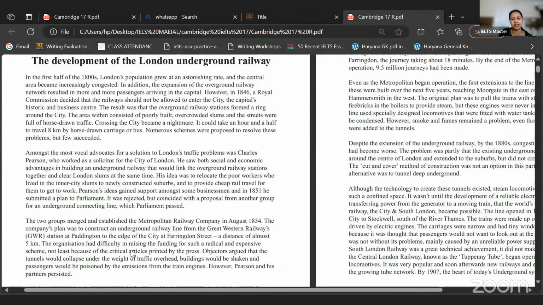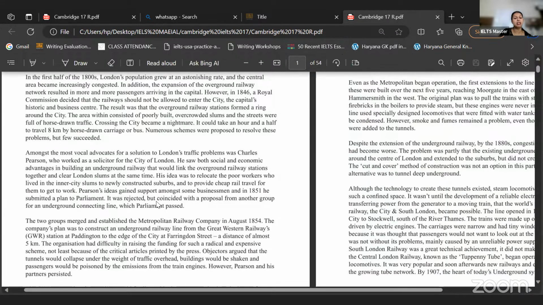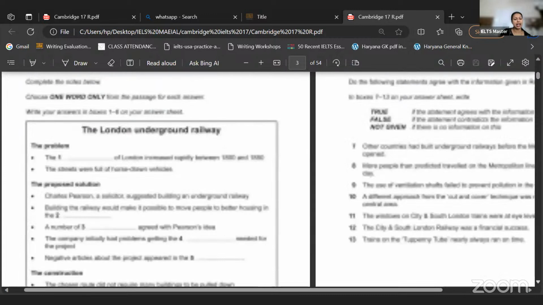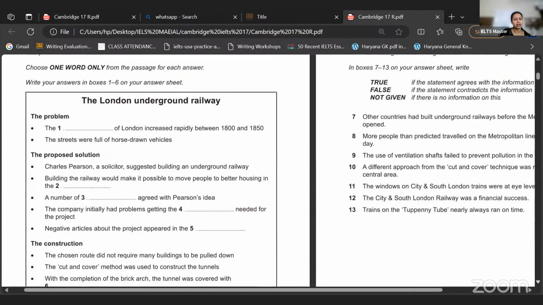The organization had difficulty in raising the funding for such a radical and expensive scheme. Difficulty means problem in raising the funding. And they have written, the company initially had problems getting the dash, so getting the funding needed for the project.